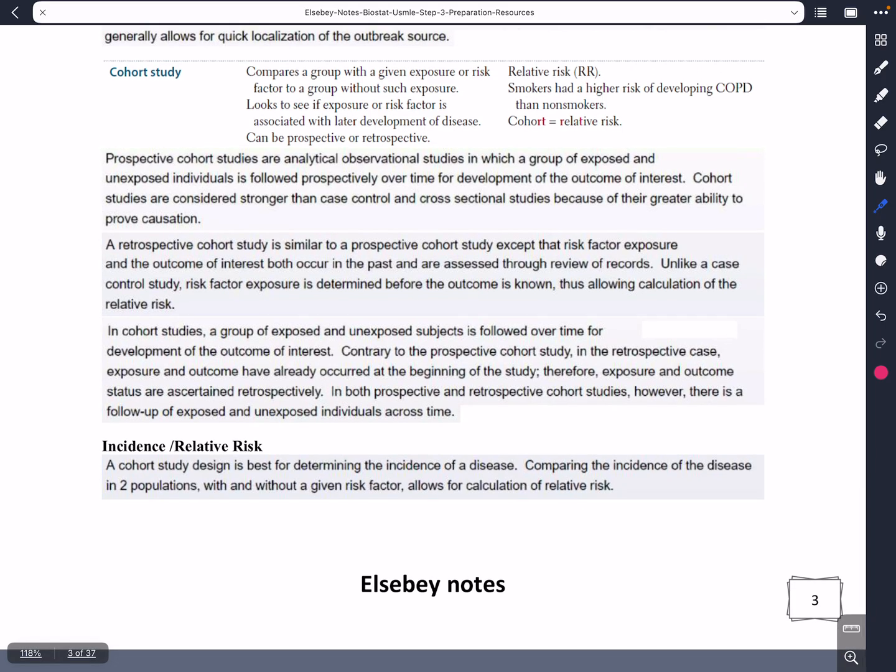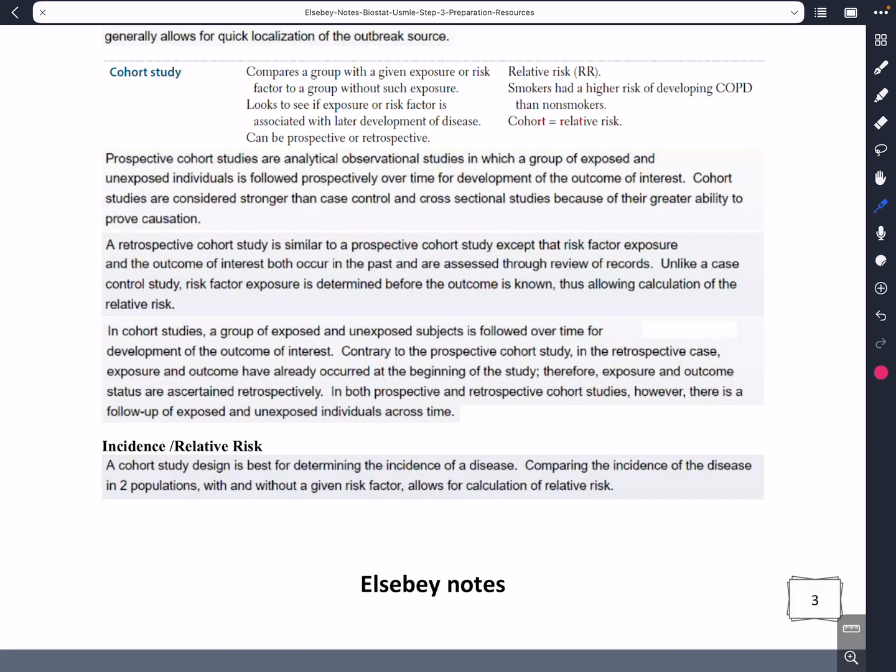On the contrary, compared to a prospective cohort study, in a retrospective one exposure and outcome have already occurred in the beginning of the study. Therefore, exposure and outcome status is ascertained retrospectively. In both prospective and retrospective cohort studies, however, there is follow-up of exposed and unexposed individuals across time. So prospective, you're looking forward in time. Retrospective, you're looking back in time.